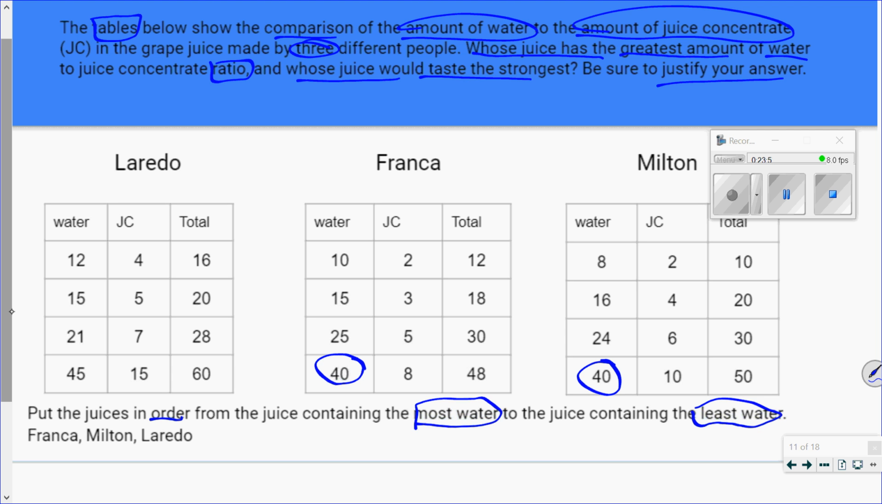Jaden, help her out. Well, it's smaller because the water makes it less strong. The water makes it less strong, right? So to say which one has the most water, do I want less juice or more juice? Less juice, because that means they have more water to juice, right? So who would that be, Franca or Milton? Franca, because she's only got 8, Milton's got 10.